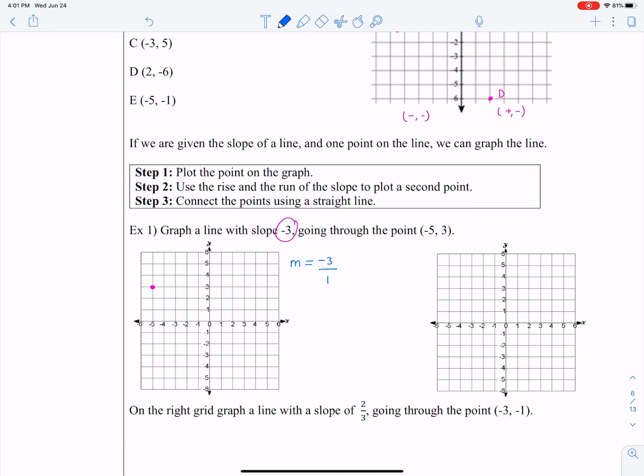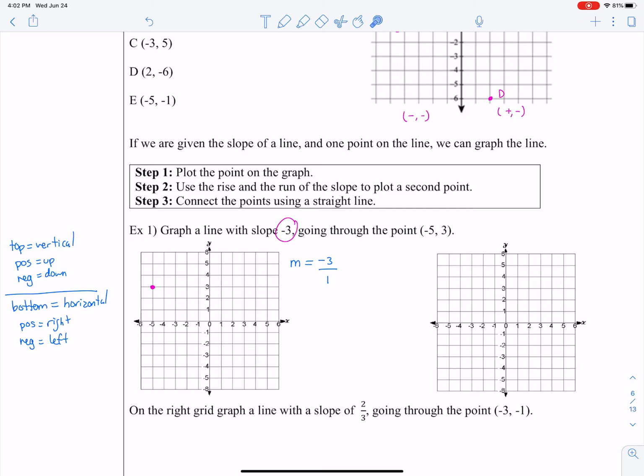Now, a review from last time, just remember that the top is vertical, okay? Positive number means up, negative number means down. The bottom is horizontal. Positive number means right. Negative number means you go left. Okay, so we're going to start with our point.